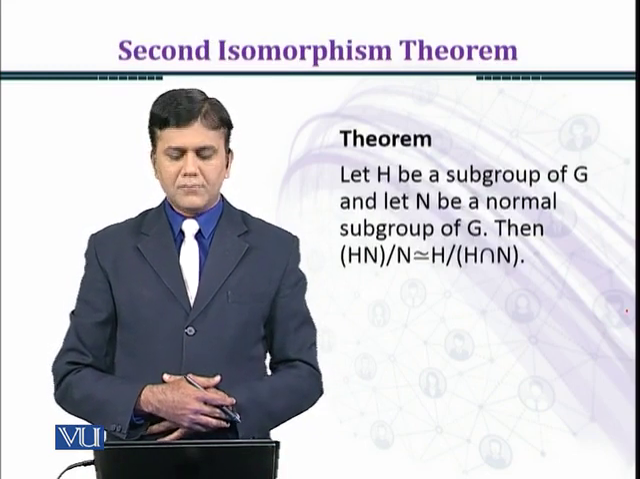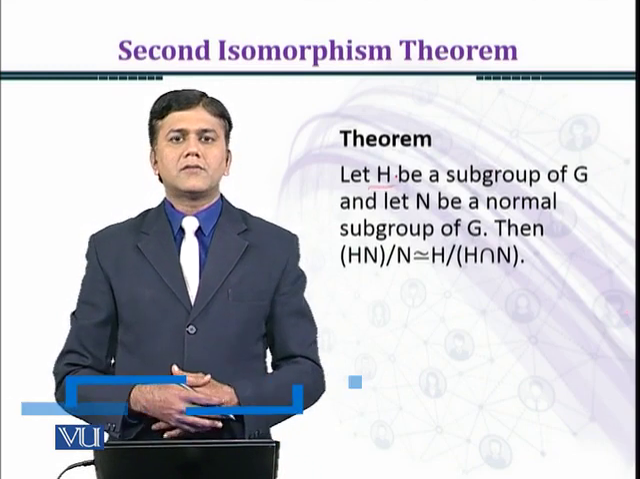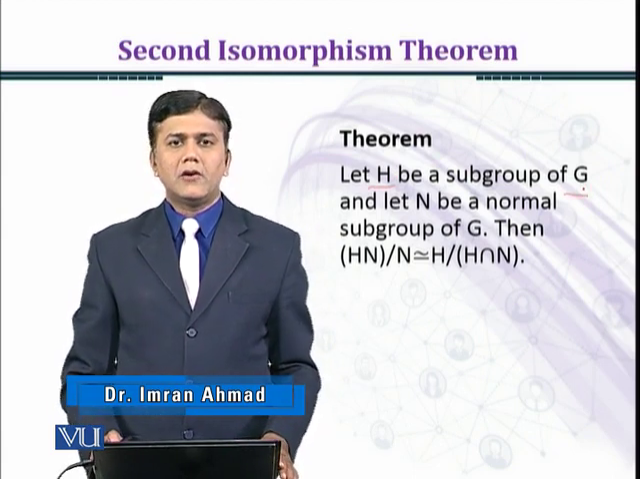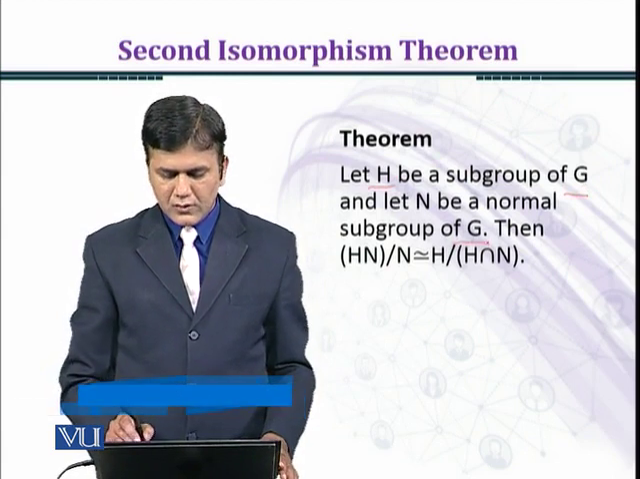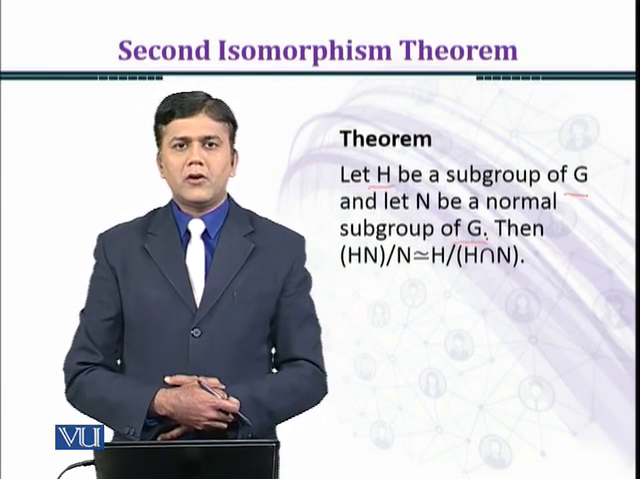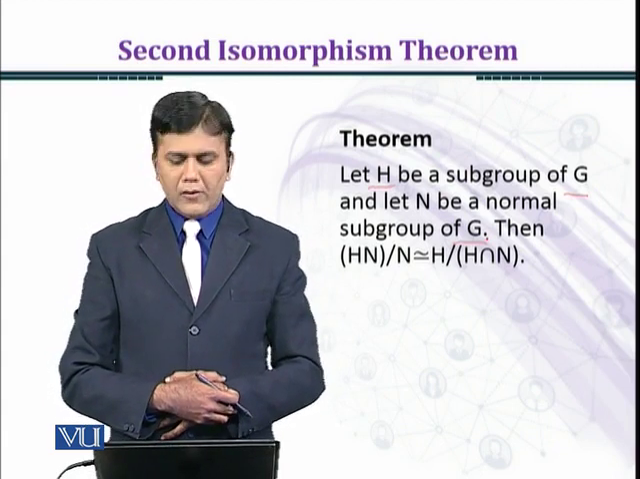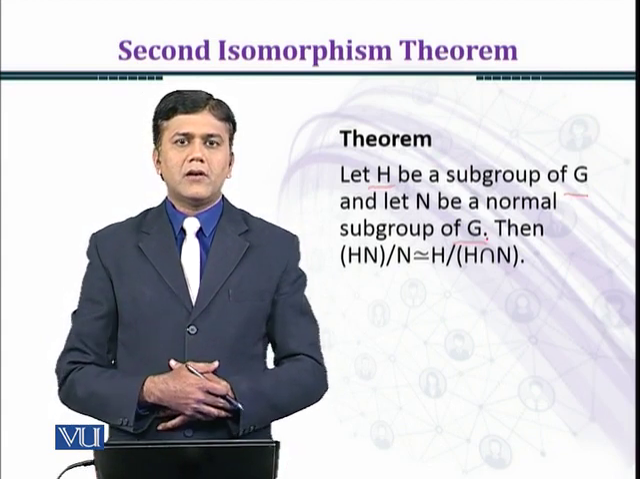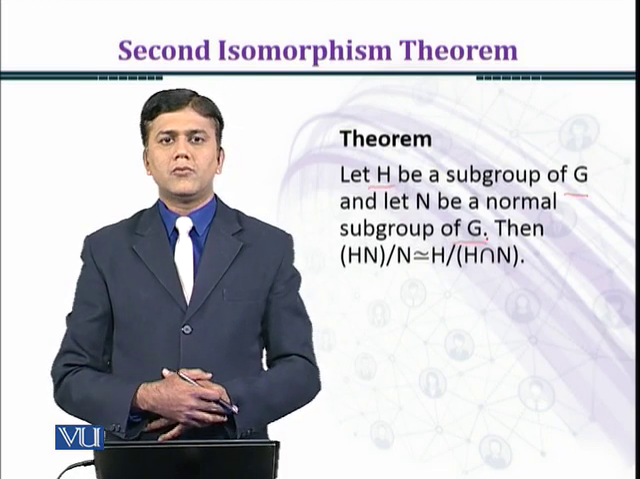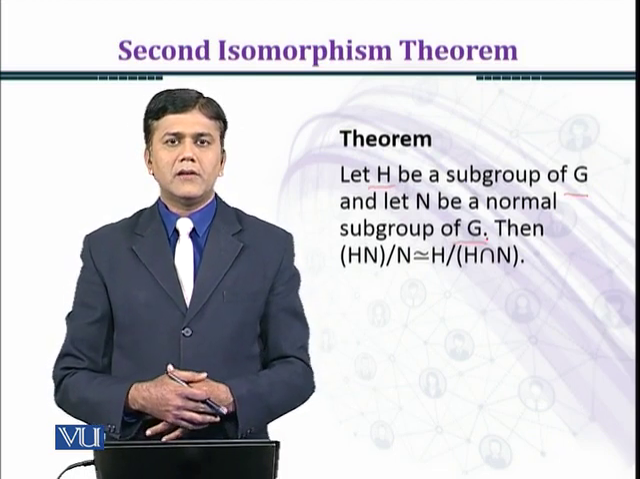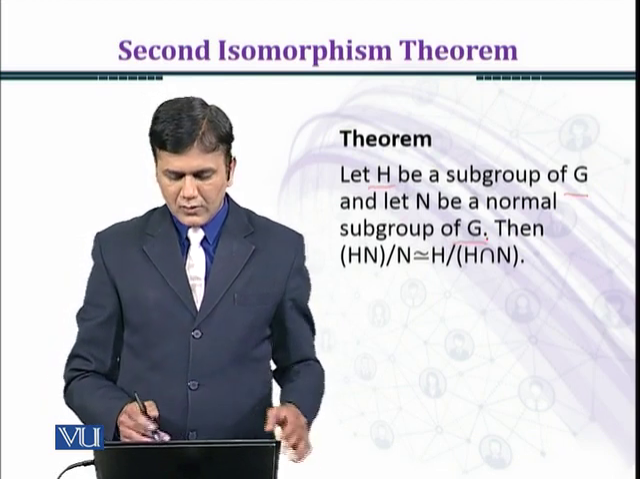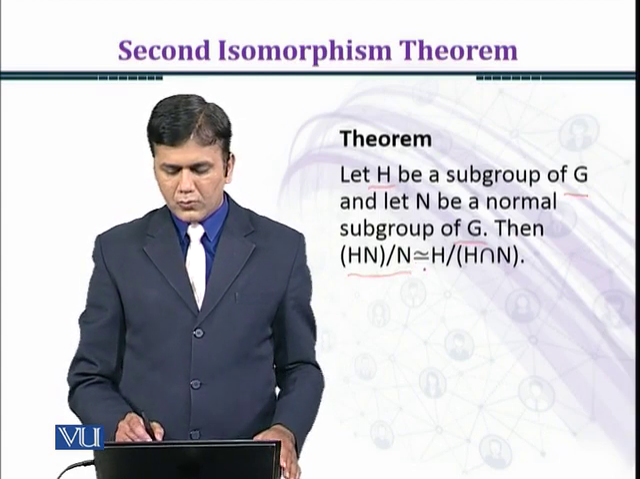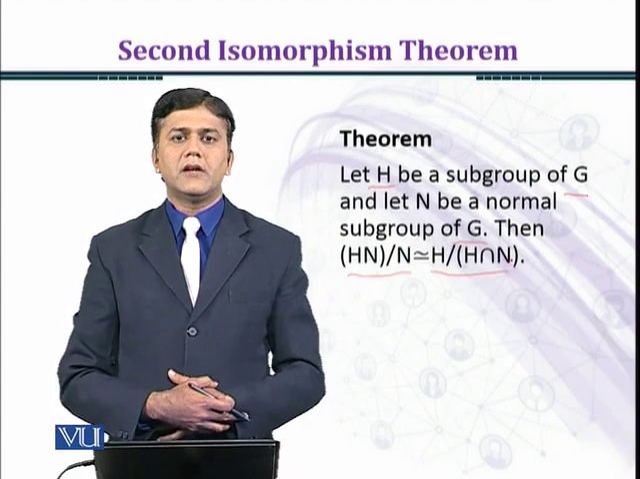Let's state the theorem. Let H be a subgroup of the group G and let N be a normal subgroup of G. As we know, the condition of normality is that for every x belonging to G, x n x inverse belongs to capital N. Then we say that N is a normal subgroup of G. Then HN over N is isomorphic to H over H intersection N.